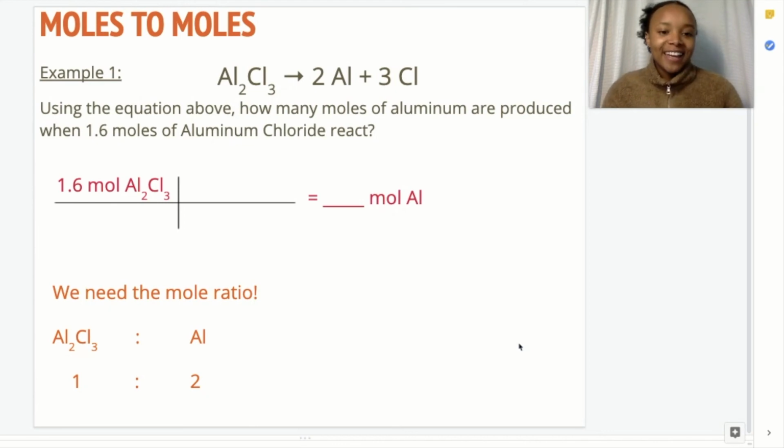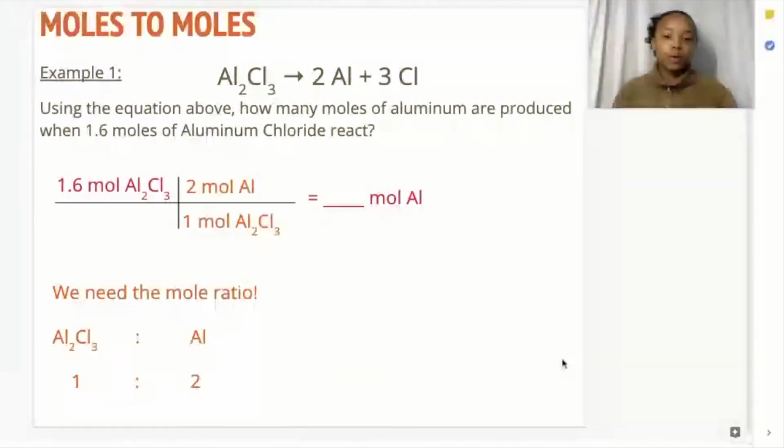If I wanted to get moles of aluminum on this side of my equal sign, will I put the moles of aluminum chloride on the top or on the bottom? On the bottom, right? So if I put it on the bottom, I'll be able to cancel these two out. So the ratio is 1 mole of aluminum chloride to 2 moles of aluminum. So I'm going to put my aluminum on the top. And that's it. So as you see here, these can cancel.